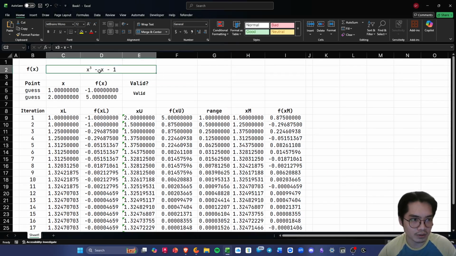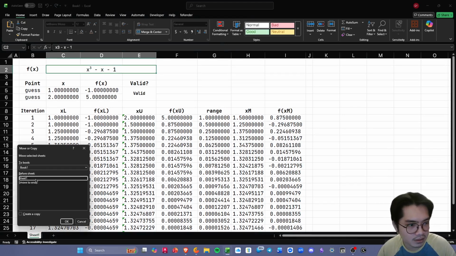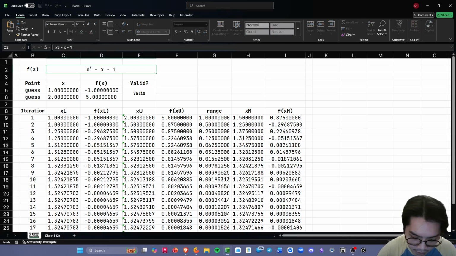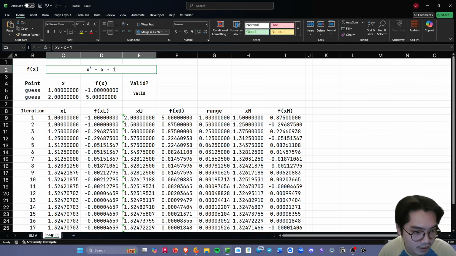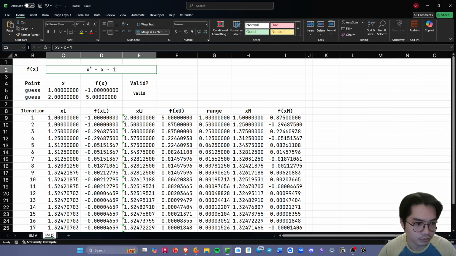What we will do now is really, let's just try and copy this. Copy, move to end. Have here bisection method example 1, and then let's have here bisection method example 2.